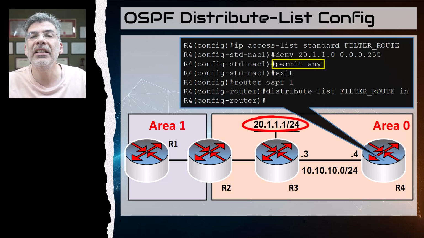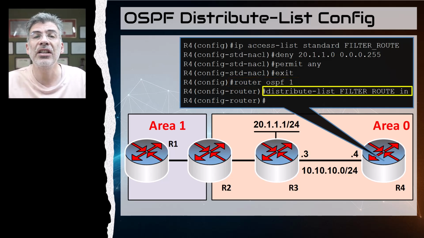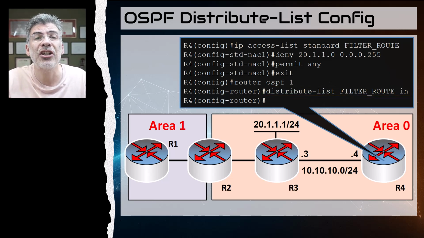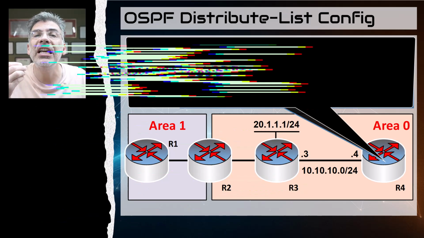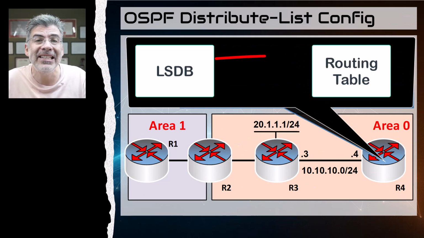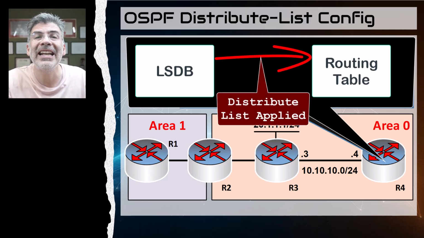So once our ACL is created to deny the specific route, we then go into our OSPF configuration and issue the command here. This creates a distribute list that will use the ACL to filter OSPF updates in an incoming direction. So where is this distribute list actually applied? We can imagine that it acts upon the information sent from the LSDB to the routing table. For this reason, you would always use it in an inbound direction for this kind of filtering.